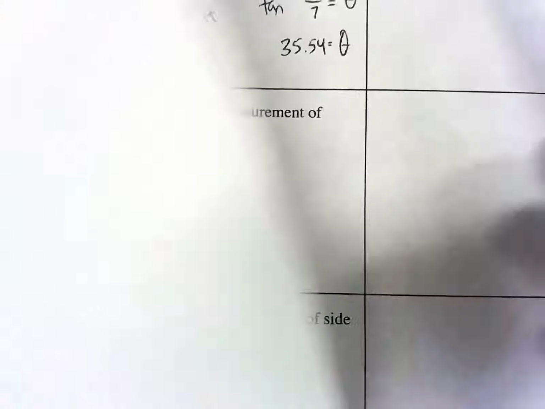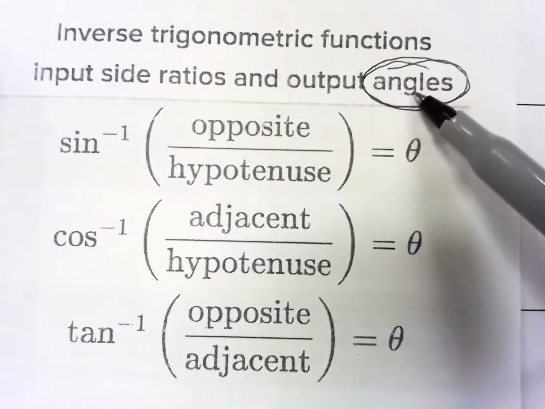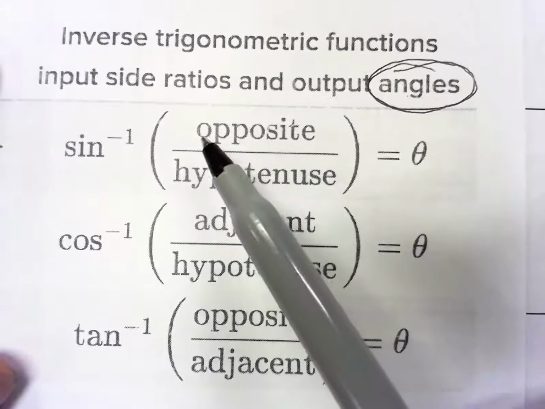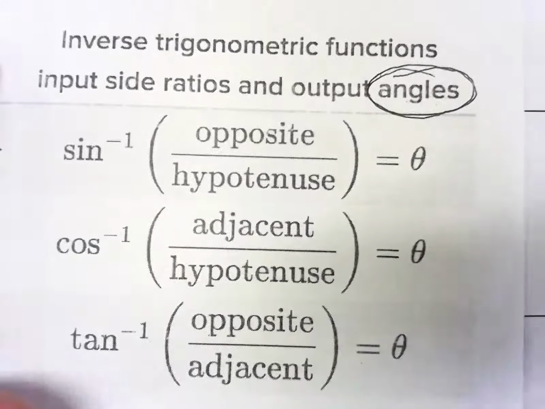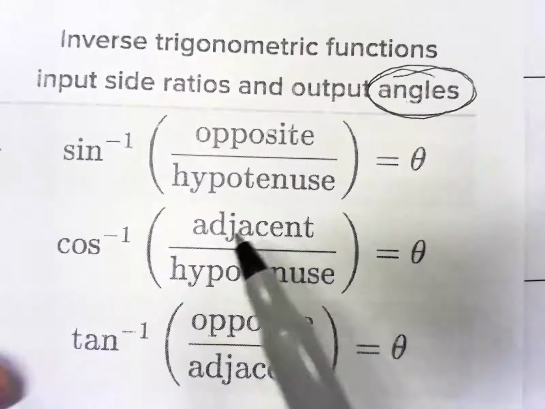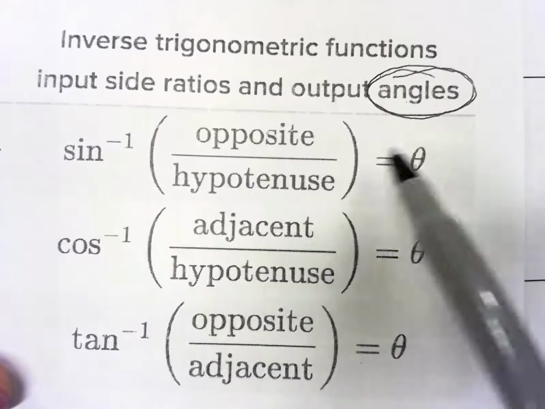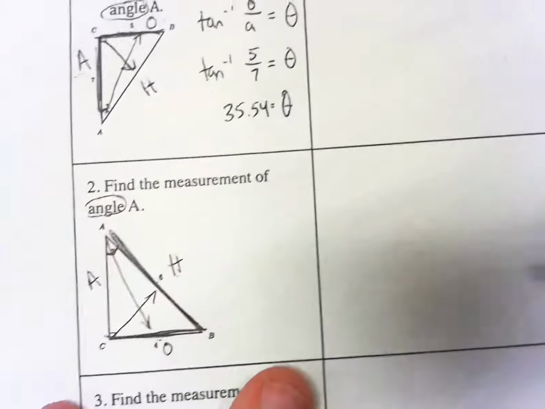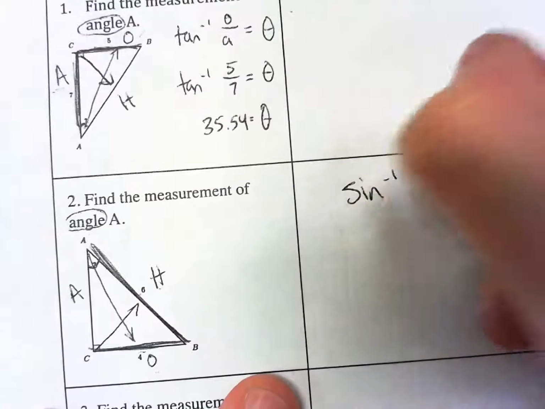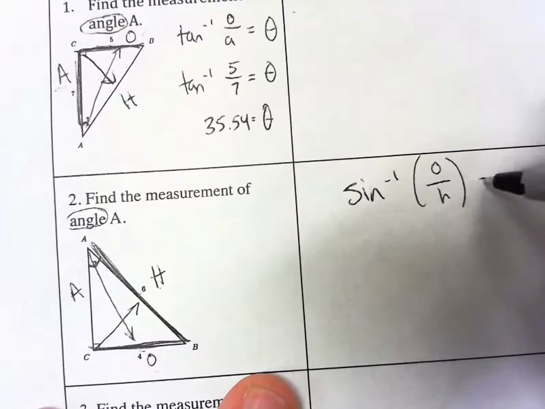So if I come over here, since I'm solving for an angle, I'm going to use these formulas. Opposite and hypotenuse, I believe that's what we're looking for. Let's double check. Yep, opposite and hypotenuse. So I'm going to use sine -1, or the inverse of sine, opposite over hypotenuse equals theta. So we'll write that down. Sine -1, or sine inverse, opposite over hypotenuse equals theta.